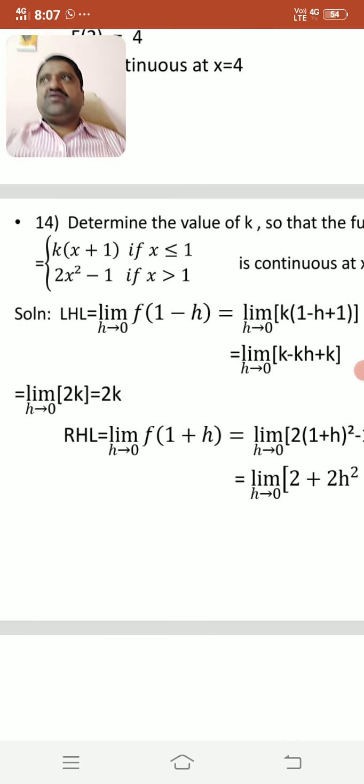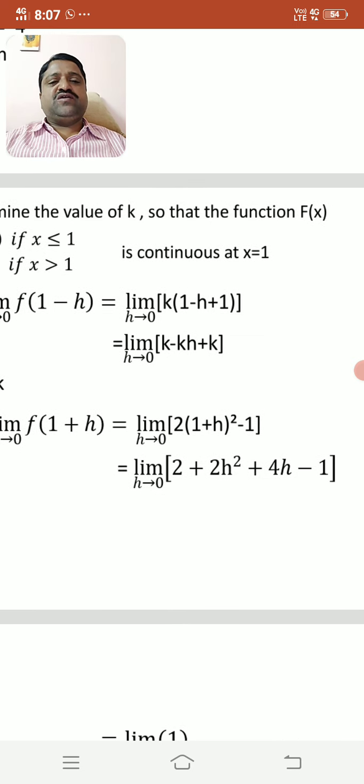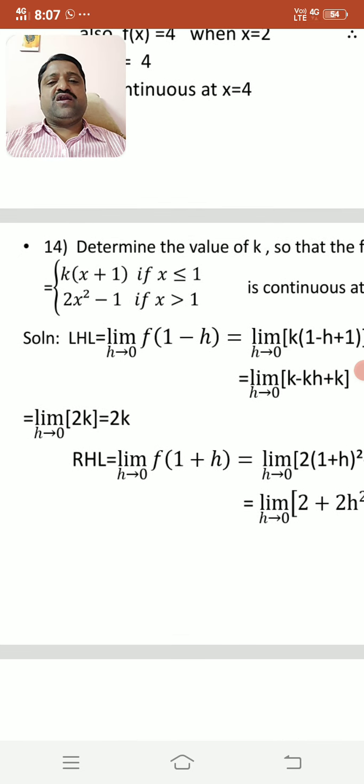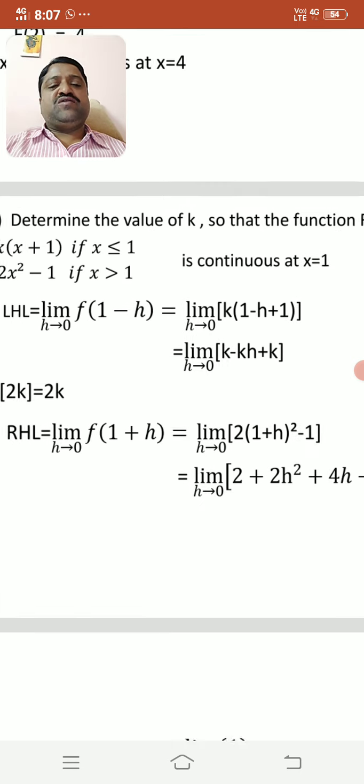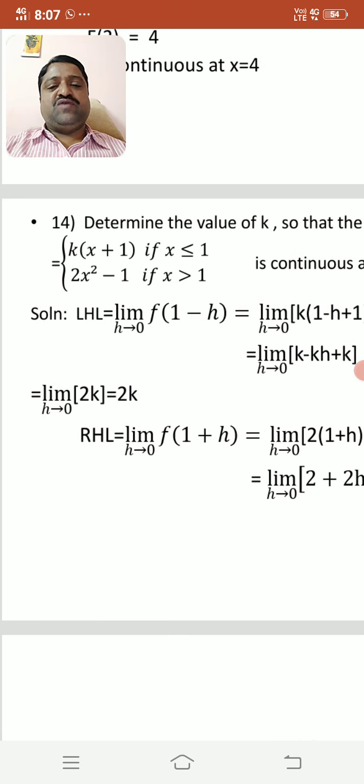Example 2. Determine the value of k so that the function f of x is equal to k into x plus 1 if x less than or equal to 1, 2x square minus 1 if x greater than 1, is continuous at x is equal to 1.